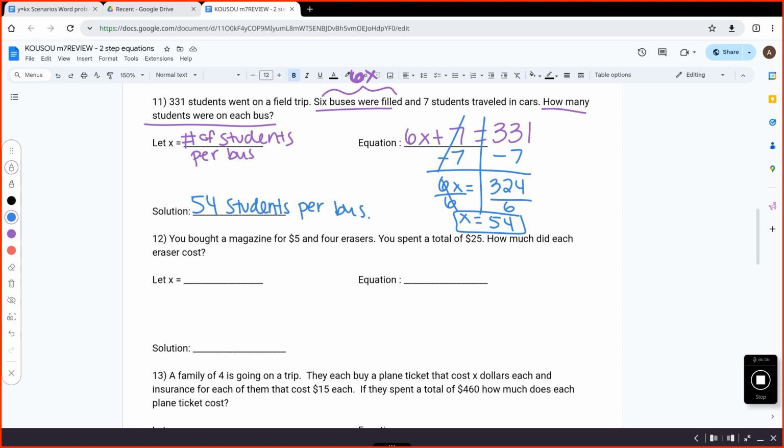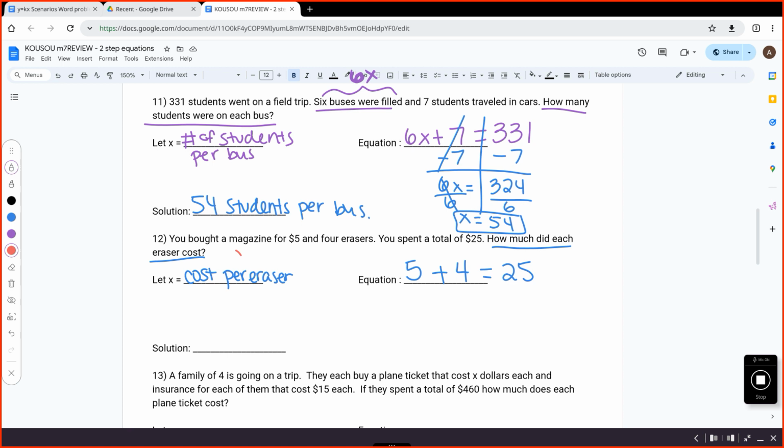You bought a magazine for $5 and 4 erasers. You spent a total of $25. How much did each eraser cost? So here is what we are looking for. Let x equal the cost per eraser. All right, so you bought a magazine for $5 and you bought 4 erasers, spending a total of $25.